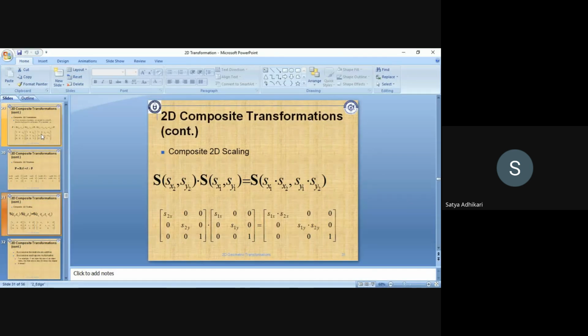So for composite transformation, it is clear that if there are two transformations M1 and M2, you first multiply M2 with M1 and then multiply the resultant matrix with P to get the new point P dash. That is, if two consecutive translations are there, you multiply the first translation matrix with the second translation matrix. Similarly for rotation, and also scaling. So this is your 2D composite transformation.